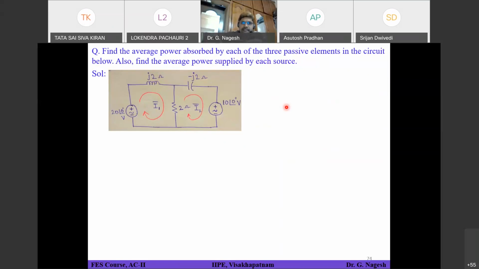Okay, so you can apply any method to find out the power absorbed, average power absorbed by all these three elements. Okay, so try to solve this. I have approached mesh analysis, so that's why I have given two mesh currents, I1 and I2. Maybe you can also approach the same method, or you can use any method. Maybe nodal analysis also you can use. Okay, so try to find out. The question is calculate the average power consumed by all the three elements. So try to do this.